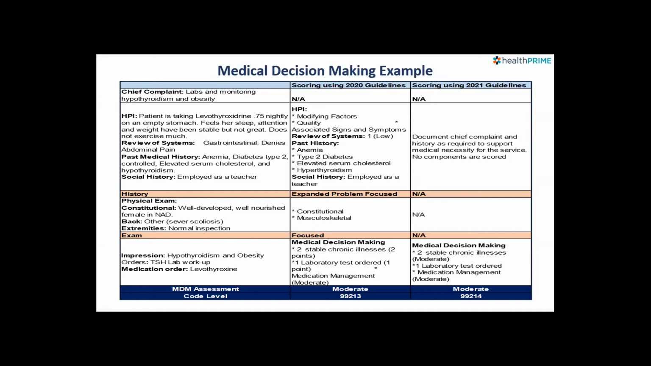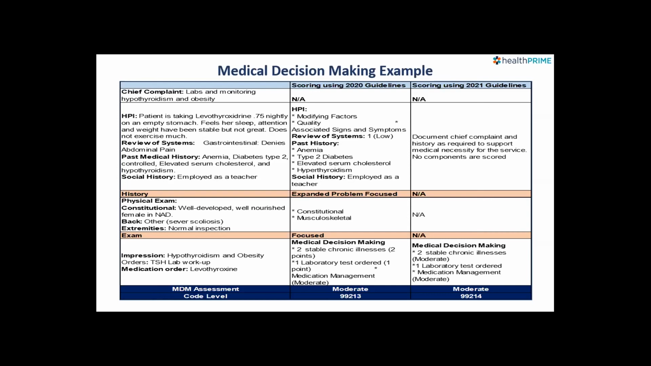In 2021 we required a detailed history and a detailed physical examination for an established patient, and a comprehensive history and a comprehensive physical examination for a new patient to code for a moderate visit, which is 99214. And if we were documenting less of the history and physical examination, as we can see for scoring using 2020, we can only code this as a visit of 99213.